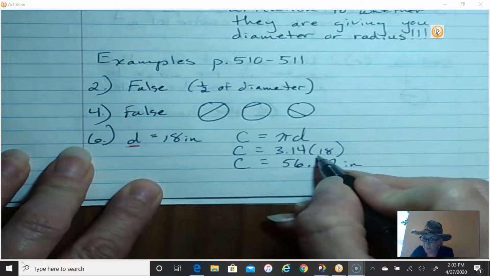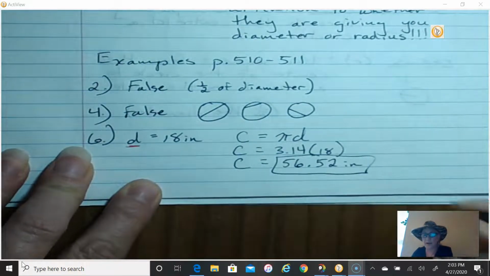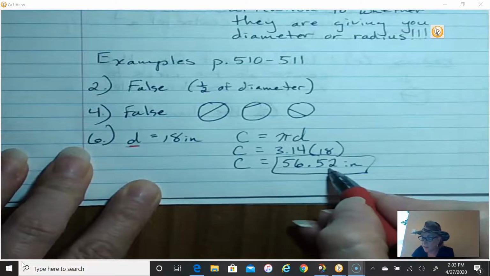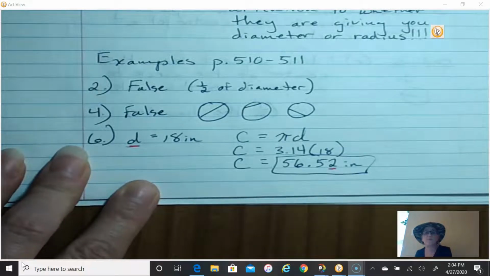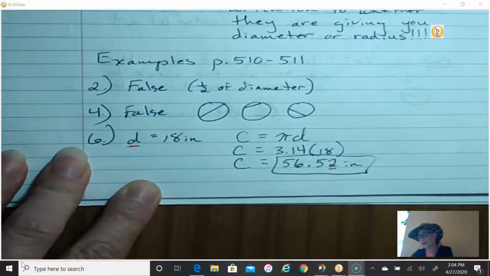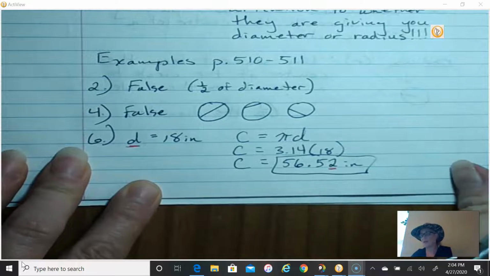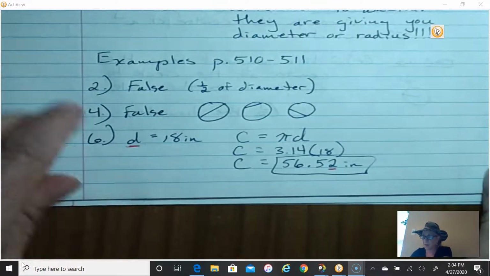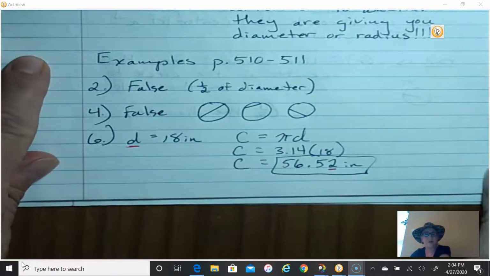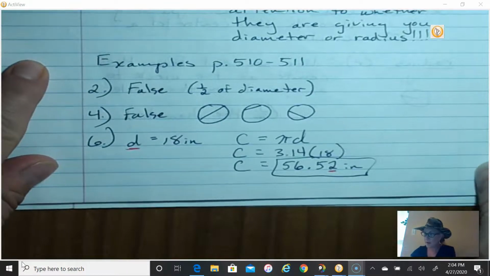56.52 inches. Make sure that if your answers are longer than this, that you do round to the nearest hundredth place, because that's what it said in the directions. If you forget, I probably won't take too much off, but you need to get used to that, being that you're about to go into a high school level course next year. Okay. Now, I don't have too many more.